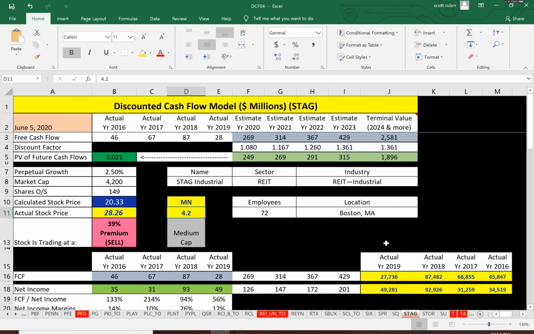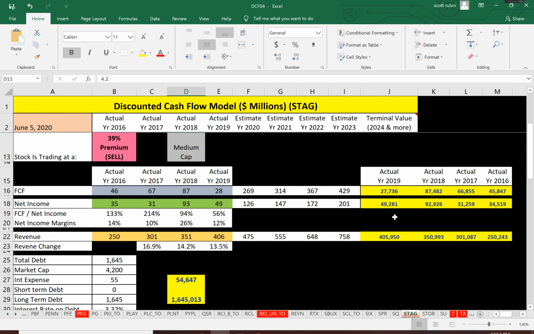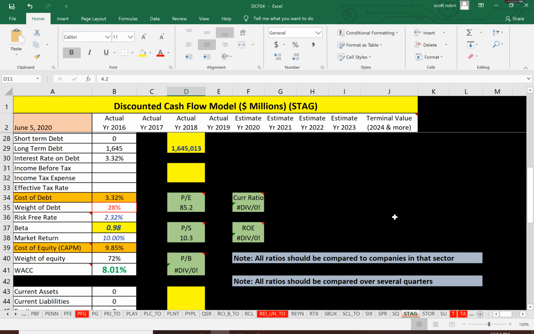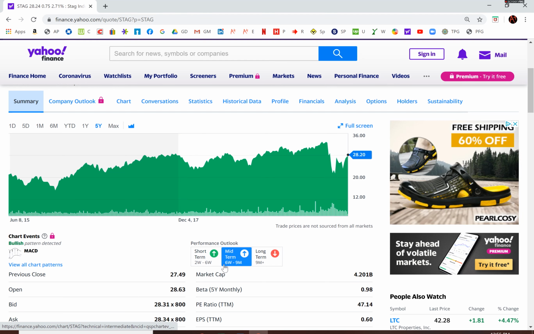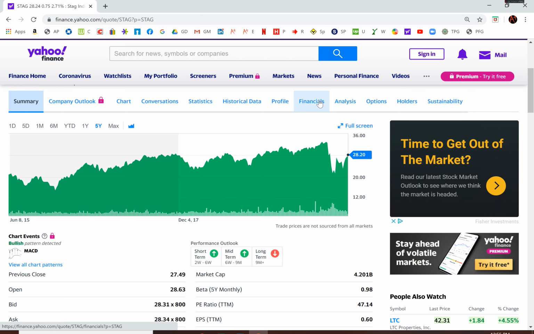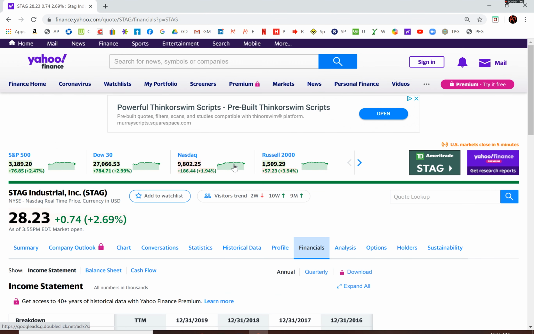So let's dig a little deeper into this. Let's look at the ratios of STAG and see if we can get a little more color on the company, because although discounted cash flow models are really nice, sometimes looking at the ratios can give you a nicer indicator of how things are going on in the company.